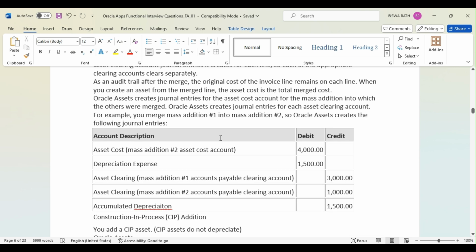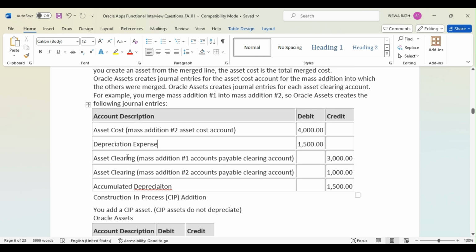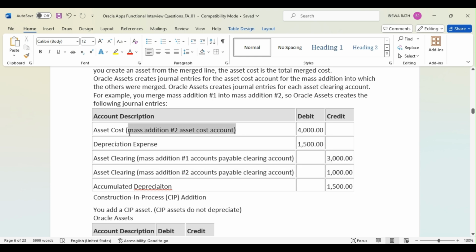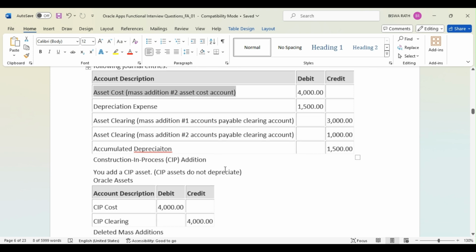Whenever you have two source lines from accounts payable, say for example asset clearing, as you can see over here, this is one line and this is one line, because they are coming from accounts payable lines. Two different lines. The moment you merge, the system is going to create only one line of 4,000. And the remaining 1,500 stands for the depreciation expenses account. It is pretty simple. You can figure it out because there will be two AP invoice lines, and you have merged these two lines into one line. So the system will create only one asset cost line.